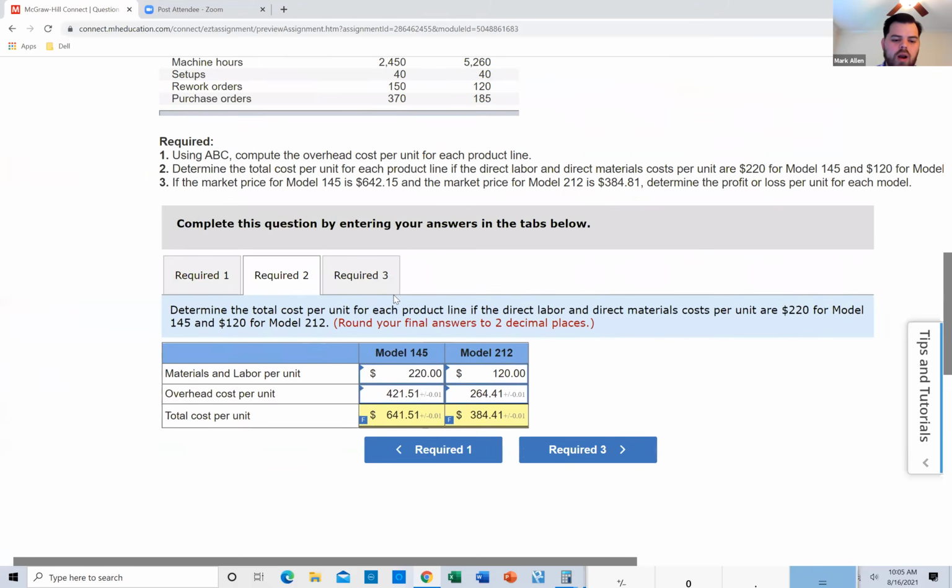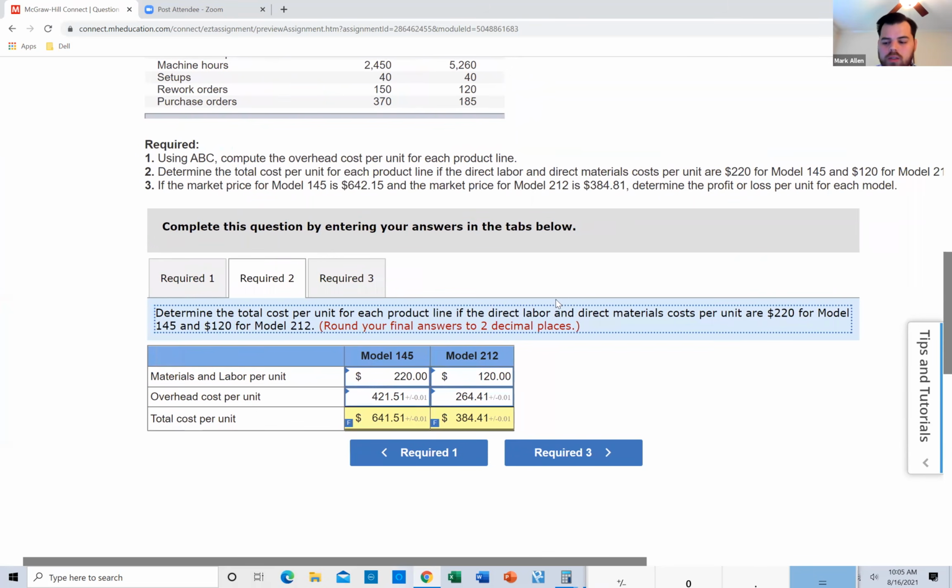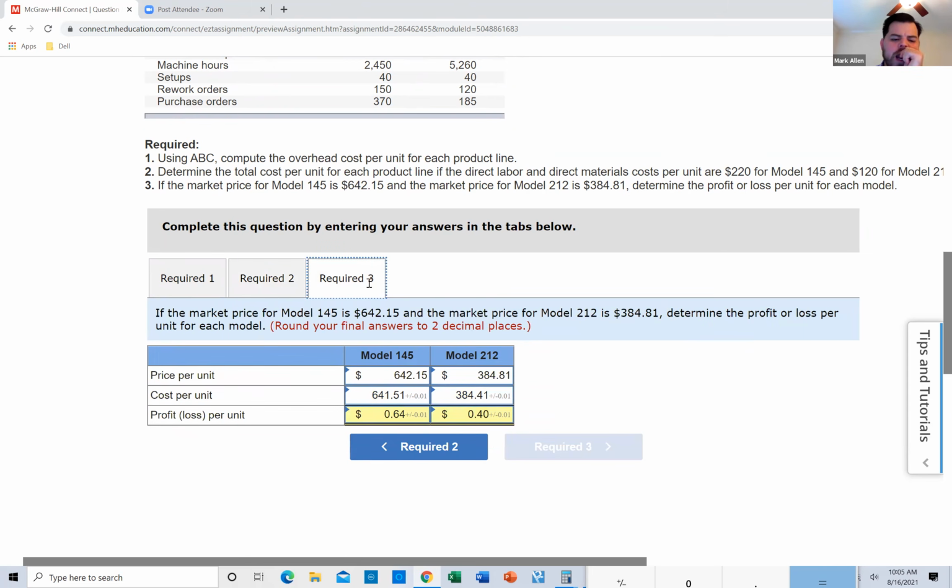Now, for my next requirement, they asked me to determine the total cost. We've got the overhead piece, but now we need the total cost if direct labor and materials are 220 for 145 and 120 for 212. So we do that. This gets me a total cost of 641.51 and 384.41. They then tell us our market price for 145 is 642.15 and 384.81 for model 212.